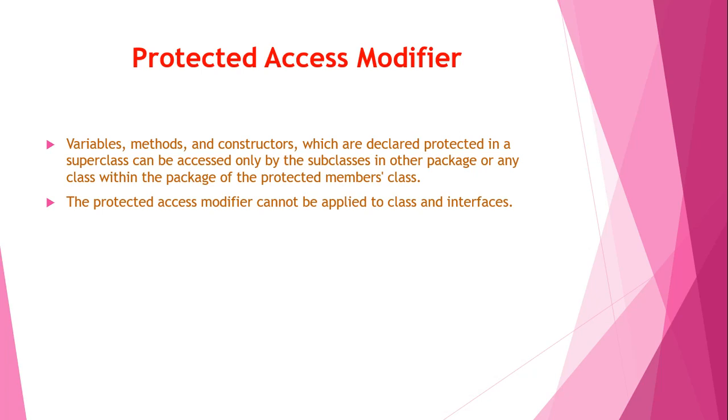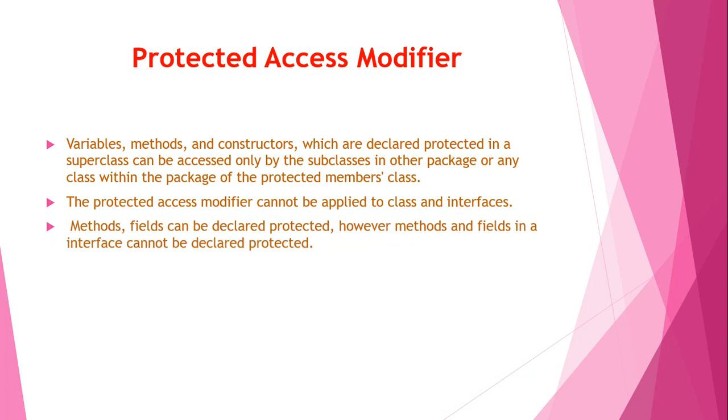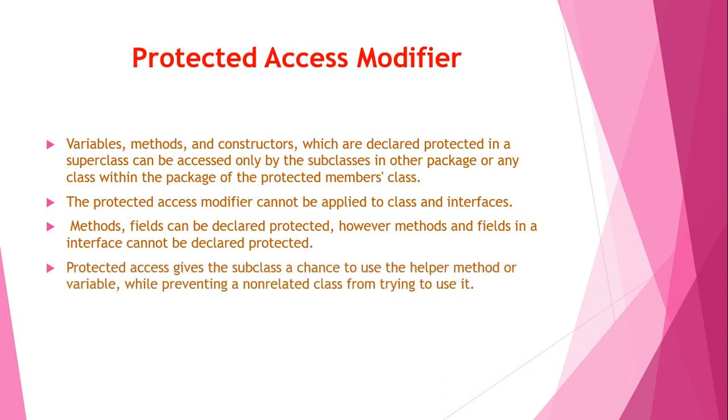The protected access modifier works similarly to the default access modifier, with an additional benefit: if we use a subclass in another package, then we can access the protected member outside the package also, so we can say that it is a mix of default and public. Methods and fields can be declared protected. However, methods and fields in an interface cannot be declared protected. Protected access gives the subclass a chance to use the helper method or variable while preventing a non-related class from trying to use it.